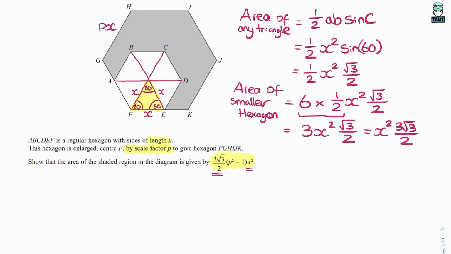There you go, and just multiply the fraction by the 3 rather than having it stuck in front of the x squared. Now that has given us our 3 root 3 over 2 as well, and we have an x squared. So that is pretty telling that we are on the right track. I now just need to figure out the area of the larger hexagon.